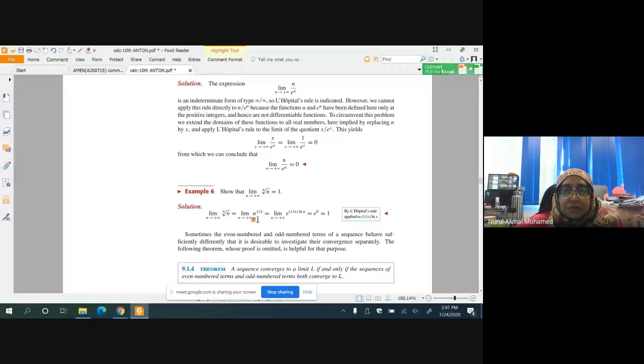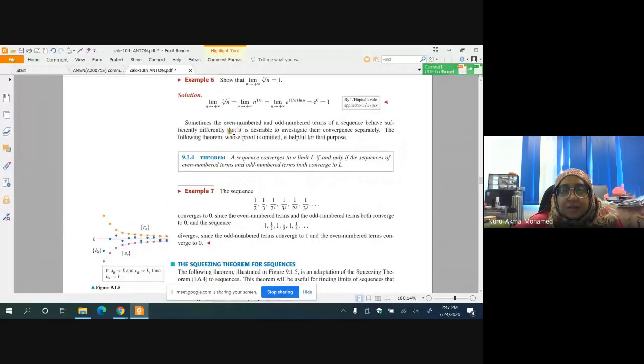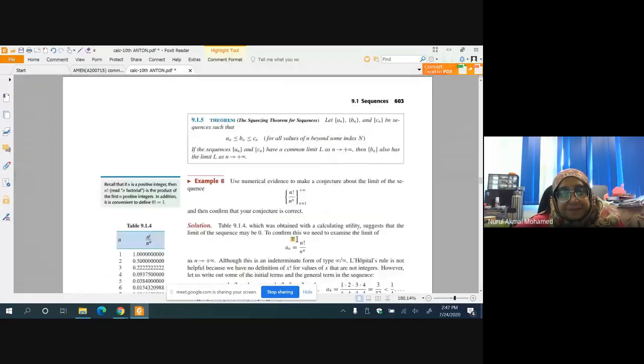I think you can do all of this at home. It's just something that you have learned before, especially during the first chapter, when we discussed limits.